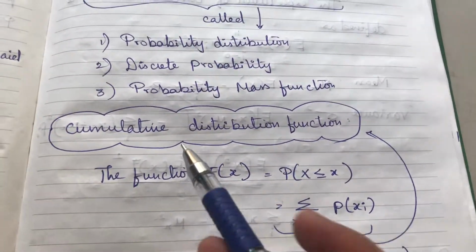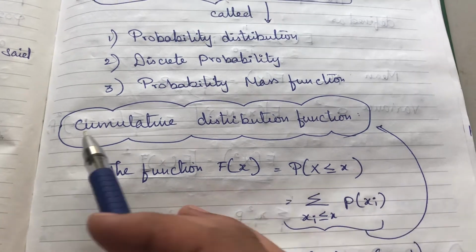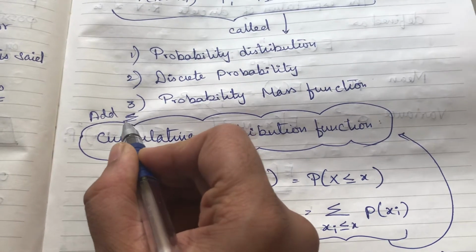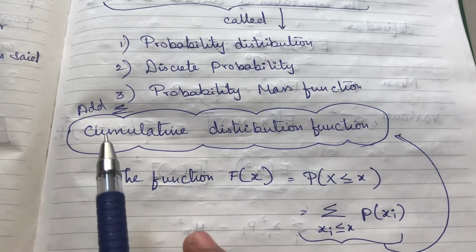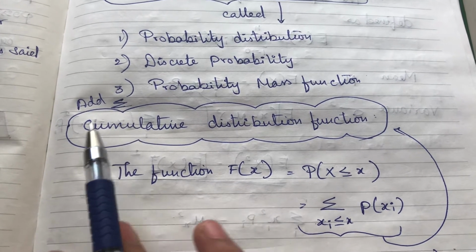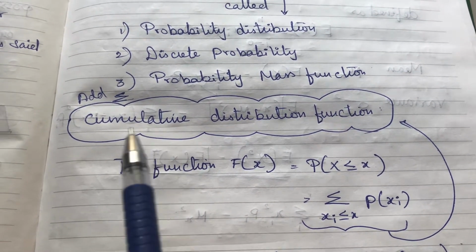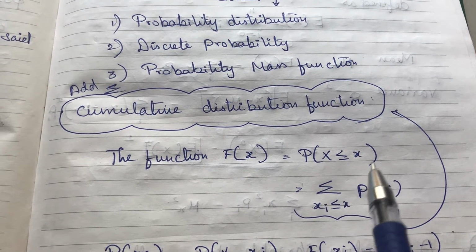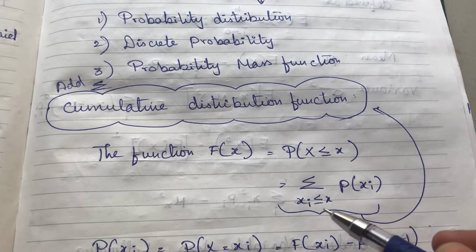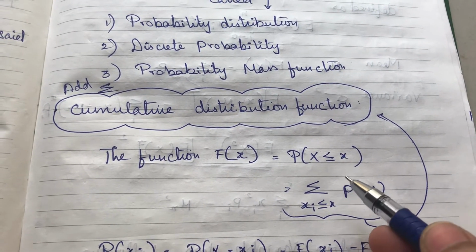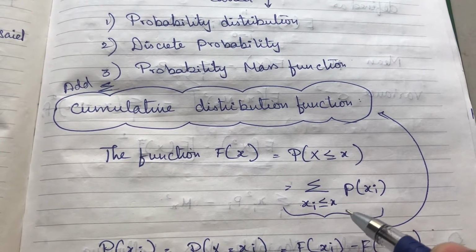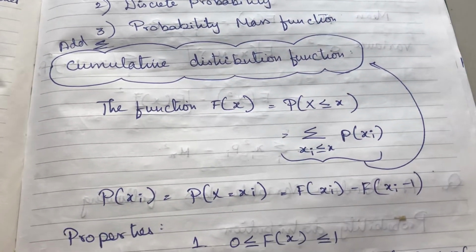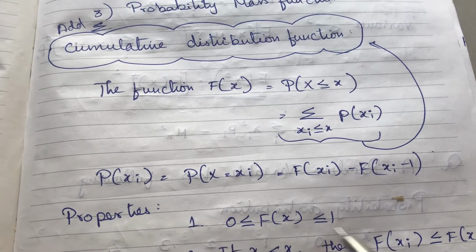Next comes the cumulative distribution function. Cumulative means addition, and we always use this notation. It is nothing but summation. Cumulative means sum or add. So the function F of x is equal to P of X less than or equal to small x, which is the summation over xi less than or equal to x of P of xi. It's just a general equation, but in problems it is very easy actually.